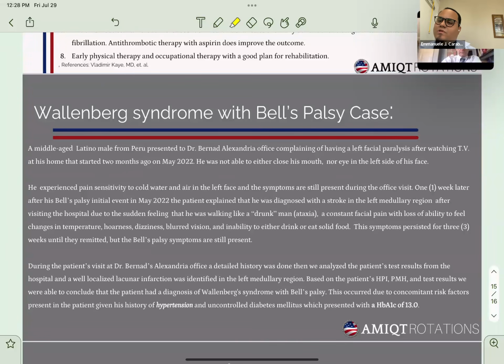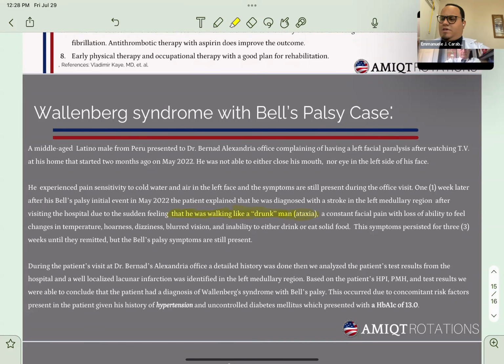One week later, after his Bell's palsy initial event in May 2022, the patient explained that he was diagnosed with a stroke in the left medullary region, after visiting the hospital due to the sudden feeling of walking like a drunk man. This is the first thing that he said. He was walking like a drunk man suddenly, which is a symptom, this is ataxia. A constant facial pain with loss of ability to feel changes in temperature, hardness.